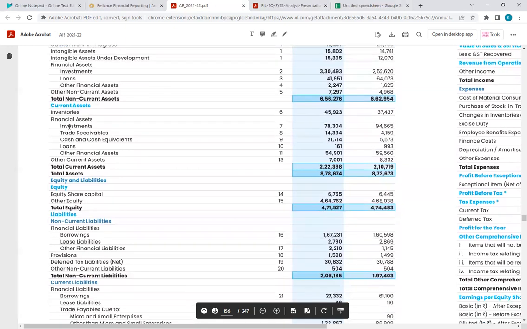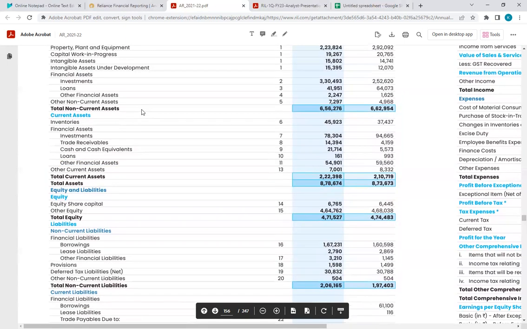So in current assets, as I mentioned, these can be converted into cash quickly, within 1 year. So there are inventories, investments, and trade receivables, which means the bills that customers have to pay to the company, and cash equivalents. This is completely cash, and loans given to other parties by the company. So they will be repaid within 1 year, and other financial assets.